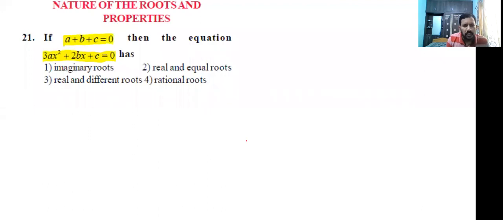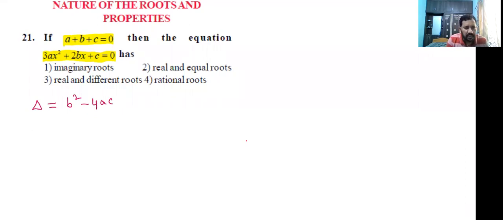So how to find the nature of the roots? By observing the delta. Delta formula is b square minus 4ac, the discriminant. If delta is greater than 0, the roots are real and distinct. If delta is equal to 0, roots are real and equal. If delta is less than 0, the roots are imaginary and conjugate to each other.